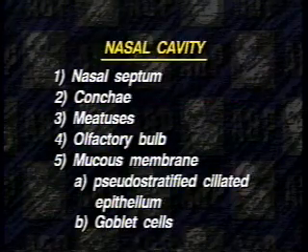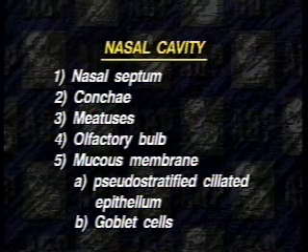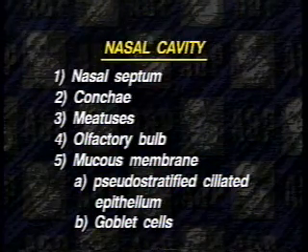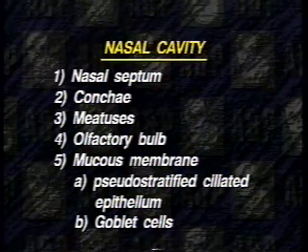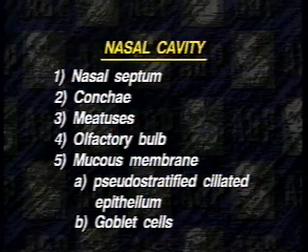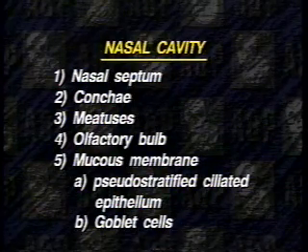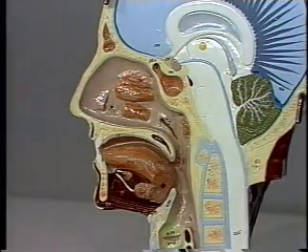We'll start out now with the nasal cavity. The nasal cavity is divided by the nasal septum. The nasal septum separates the cavity into a left and right half. It's constructed of cartilage and bone. The concha, meatuses, and olfactory bulbs are all located inside the nasal cavity. The nasal cavity is lined with a mucous membrane. The mucous membrane is composed of a pseudostratified ciliated epithelium rich with goblet cells that secrete the mucus.